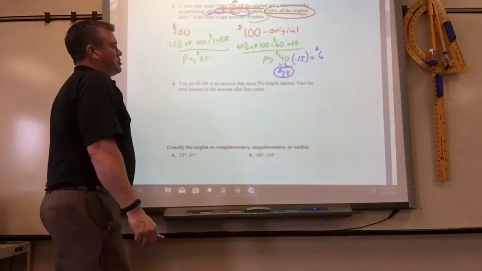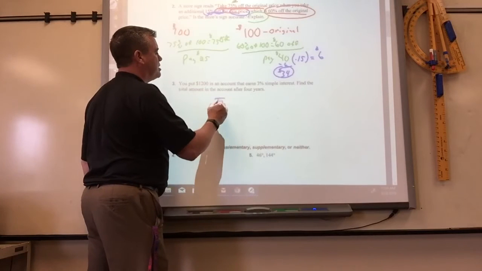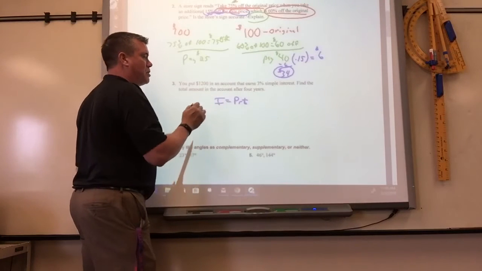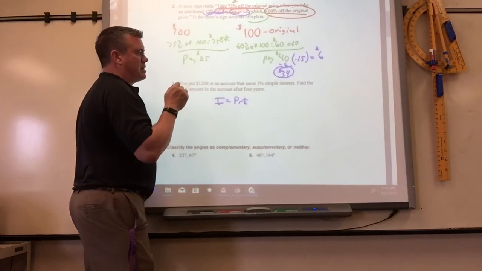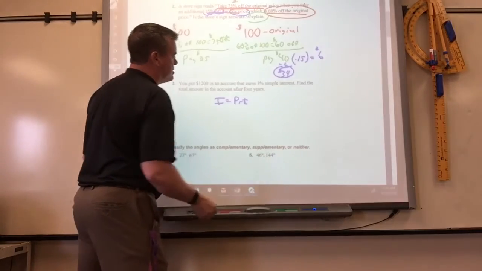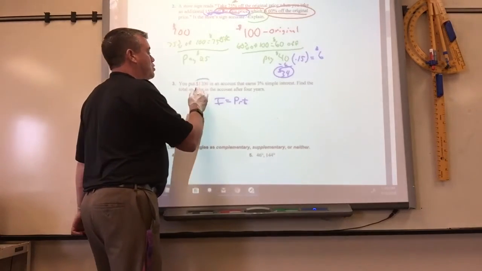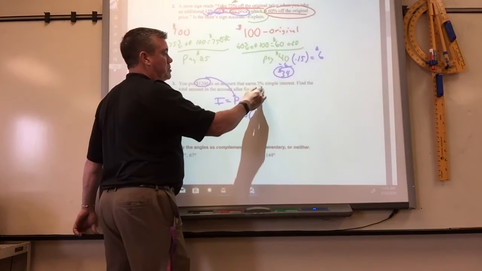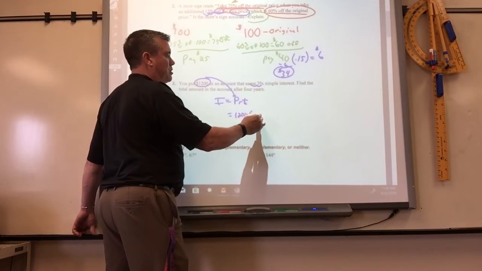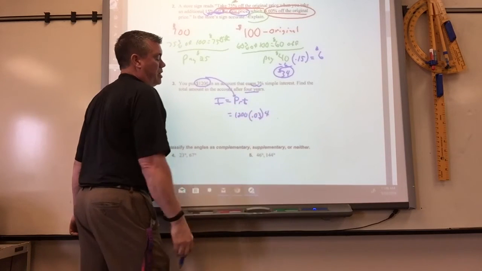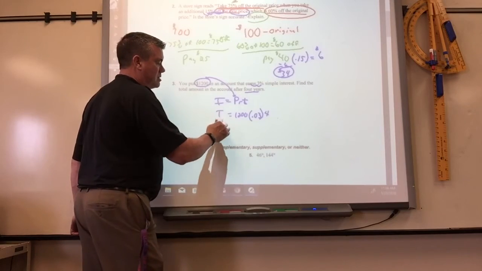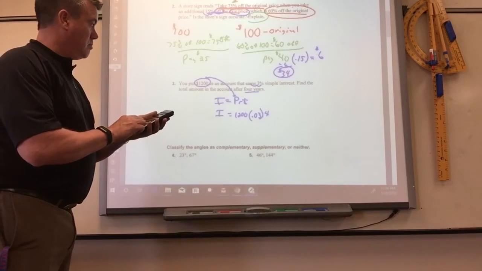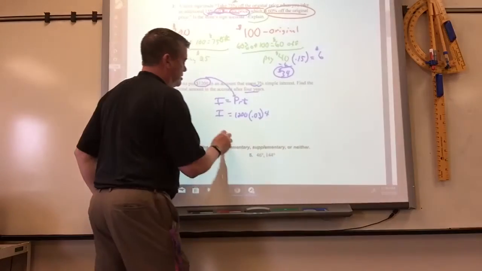All right, simple interest. Interest equals principal times rate times time. PRT. Principal is the amount of money you start with. Interest is the additional. R is the rate. T is the time in years. So you put $1,200 into an account. That's your principal. That earns 3%. Now you got to remember to make it a decimal, 0.03, times the years, 4 years. That will give you the interest. So you just multiply that out. You get $144.